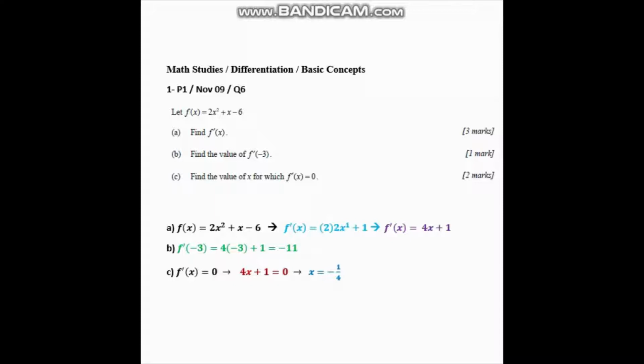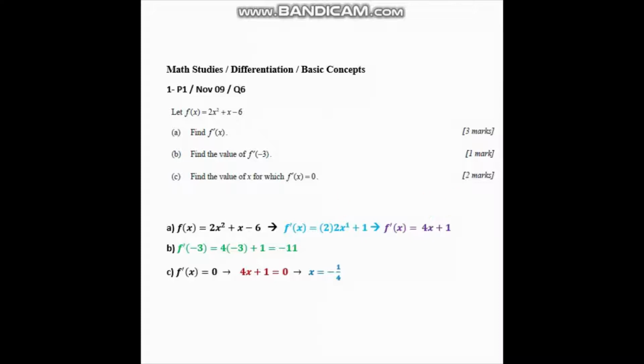Now I'm going to simplify my blue function. So 2 times 2 is obviously 4, and x power 1 becomes x. So I get 4x, and the 1 remains as it is. This is my final answer to A.